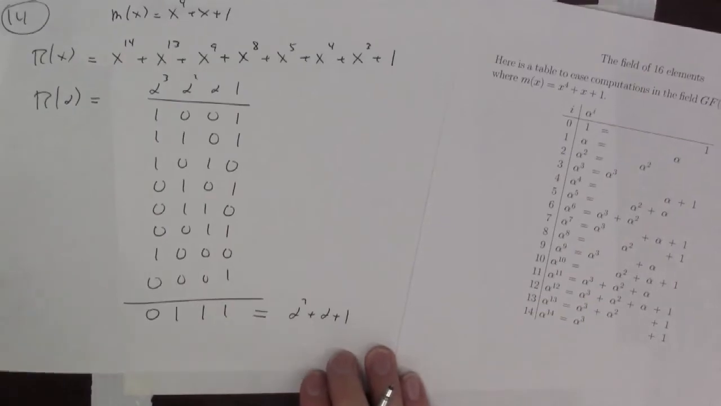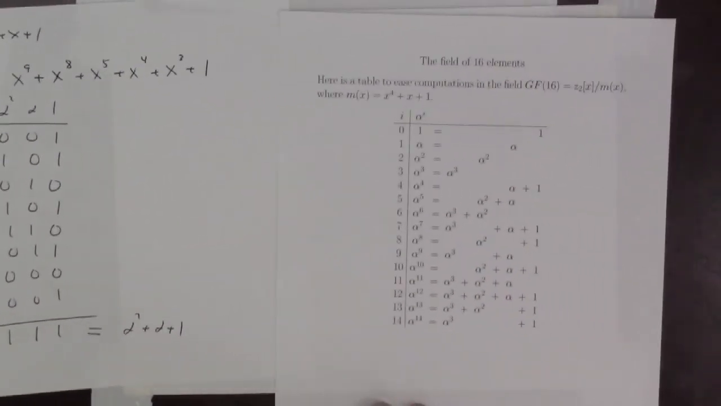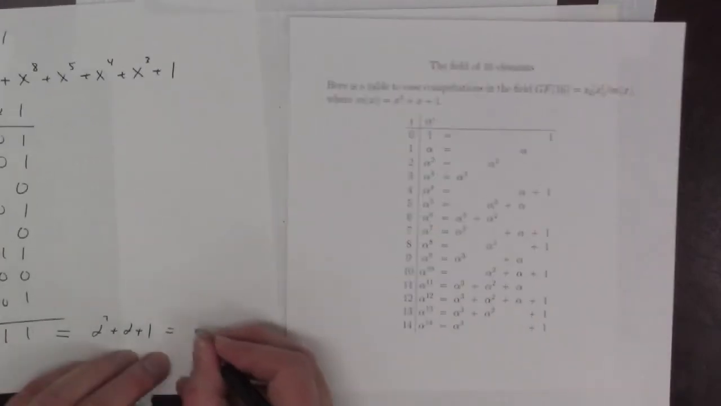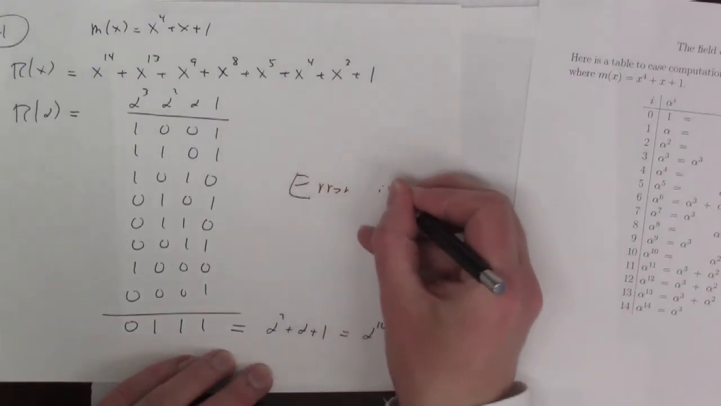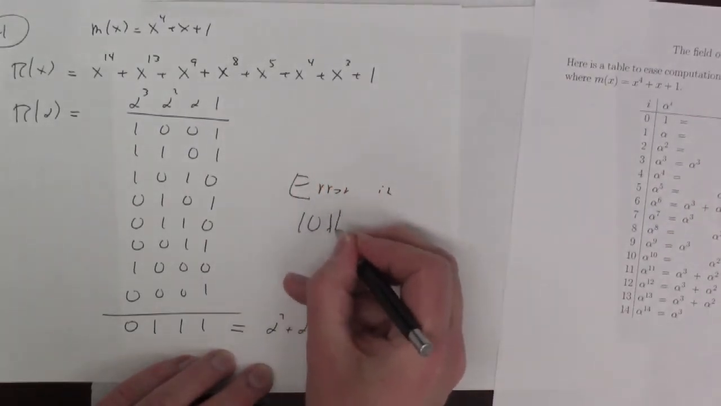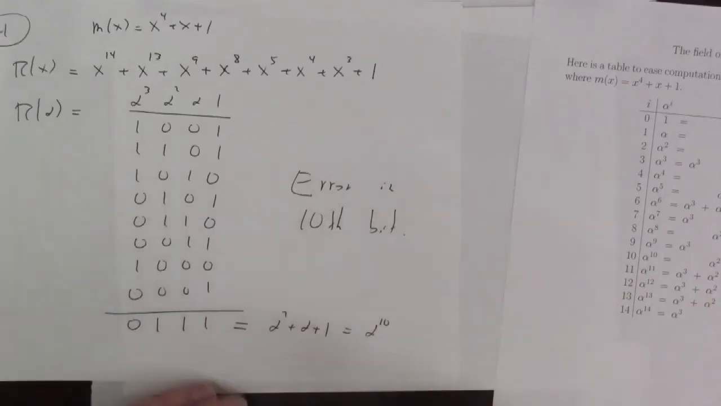Now we go back and we look at the magic table. Ha! It's alpha to the 10. So error, 10th bit.